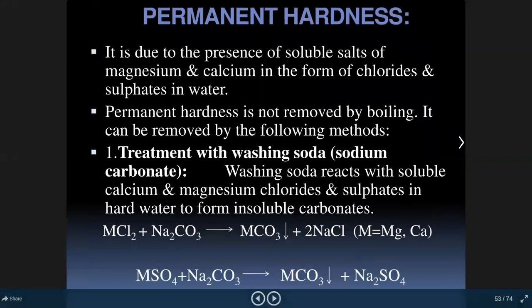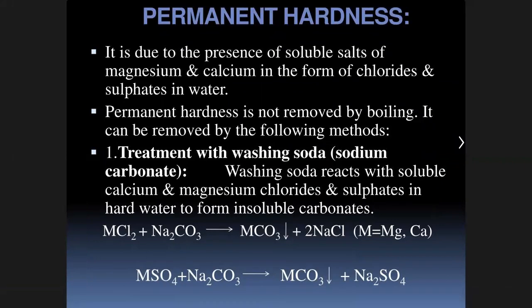Okay, let's just talk about the permanent hardness. So it is due to the presence of soluble salts of magnesium and calcium in the form of chloride and sulfate. In the temporary hardness, it means your water is mixed with calcium and magnesium hydrogen carbonates. But if we talk about the permanent, this is due to the presence of magnesium and calcium in the form of chlorides and sulfates. Permanent hardness cannot be removed by boiling alone.